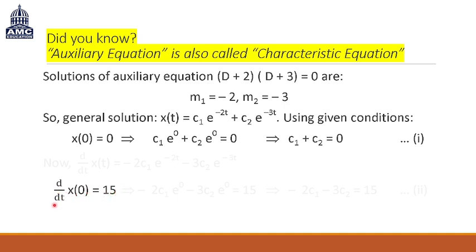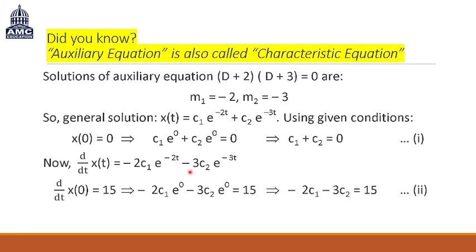So we must find out what is d by dt of x(t) first, which is the given expression over here. Please note that e power at gives a multiplied by e power at as its derivative. So the coefficient of t comes down in both the cases, and then we substitute t is equal to 0 and this expression as equal to 15, and that gives us another equation.